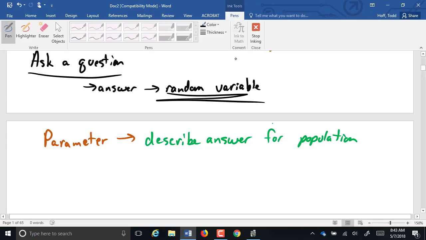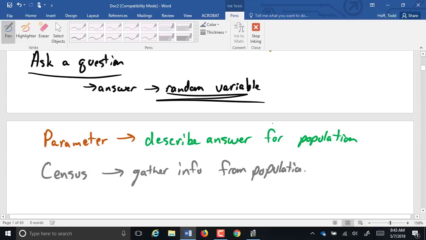If I tried to gather information from the whole population, it's called a census. The US government has a census coming up here in a little over a year and a half in 2020. Every 10 years, the US government tries to do a census.